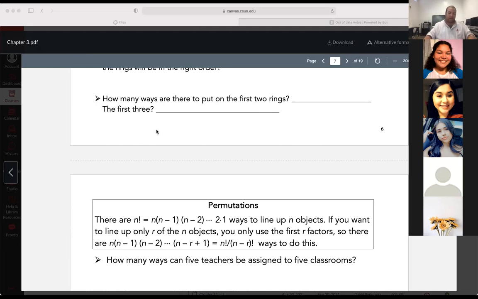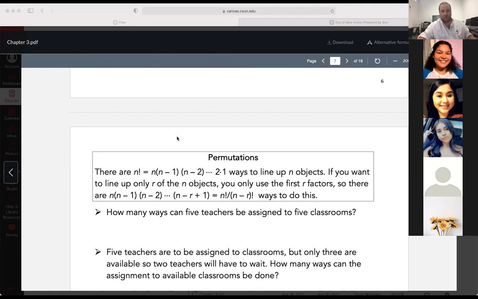So how many ways can 5 teachers be assigned to 5 classrooms? 5 factorial. Because you're going to use all 5 of them. The first teacher has 5 choices for which classroom they're going to go to. The next one has 4. The next one has 3. The next one has 2. The next one has 1. So what is 5 factorial equal to? 5 times 4 times 3 times 2 times 1. 120. So there's 120 ways that 5 teachers can pick 5 classrooms.